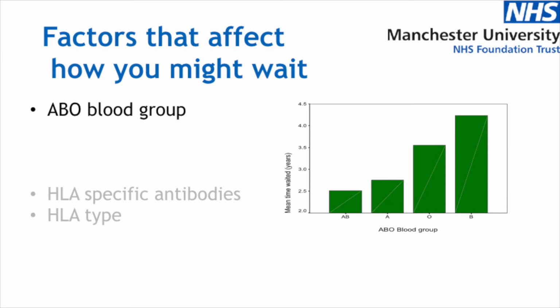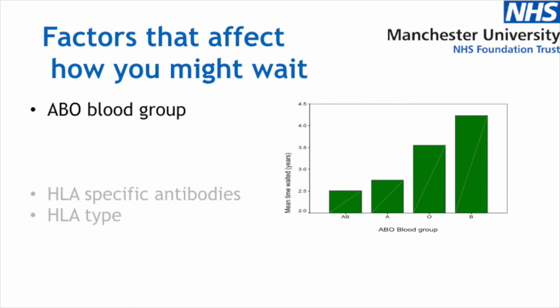The first one is your blood group. This chart here shows the median wait time for people who are blood group AB, A, B and O. And you can see that the people who are blood group B will wait the longest in general, and the patients who are blood group AB will generally wait the shortest time. So blood group is a factor in how long you might wait for a transplant.